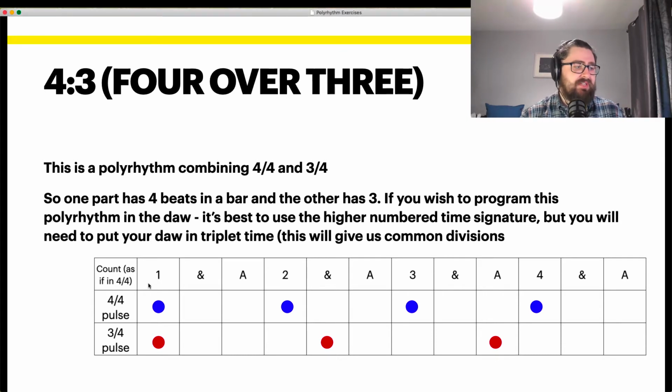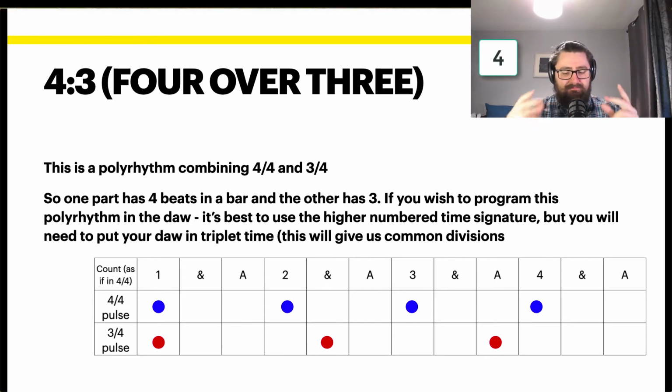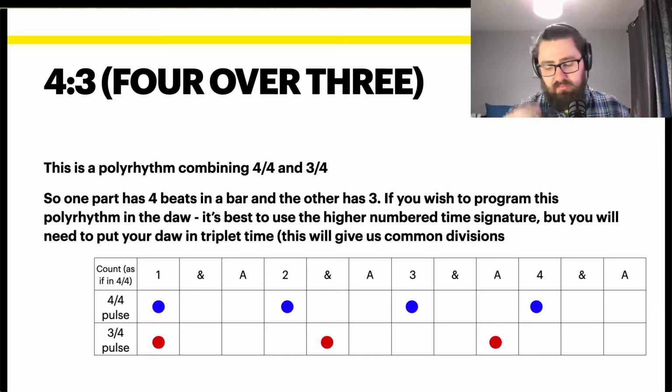So you can see here, if I was counting 4/4 as 1 and 2 and 3 and 4 and, in triplet time, in triplet divisions, I'll get my note spacings falling evenly, and that gives me a pattern like this. Where one hand is playing 4 and one hand is playing 3.